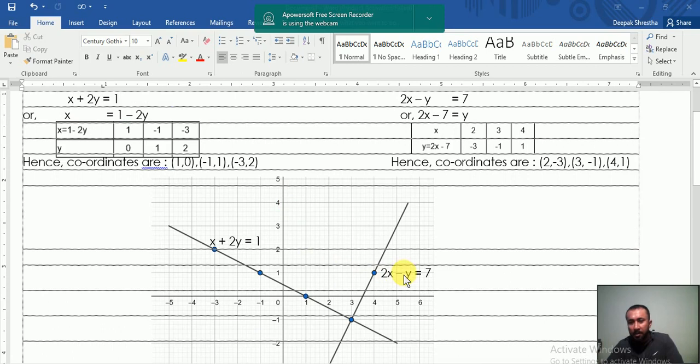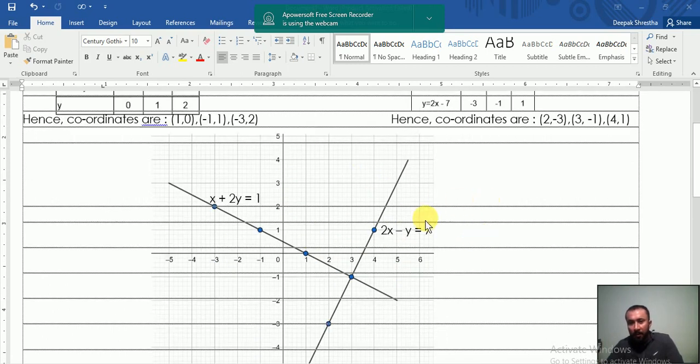Now let's insert them in the graph. This is the point (2, minus 3). You can see here 1, 2, minus 1, minus 2, minus 3. This is the point (3, minus 1), 1, 2, 3 and minus 1. And this is the point (4, 1), 1, 2, 3, 4 and 1. Here again we are going to draw a line, and this is the line of equation 2x minus y equals 7.